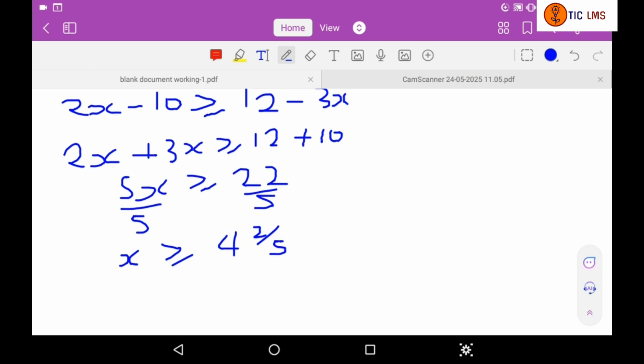What are the values that are greater than or equal to 4 whole number 2 over 5? Since there's an equal sign there as well, the values of x will start from 4 whole number 2 over 5, which is like saying 4.4. So if you are interested in the integers, after 4.4, you can move on to 5, and then 6, and 7, and so on and so forth. So those are the values that we are looking for.